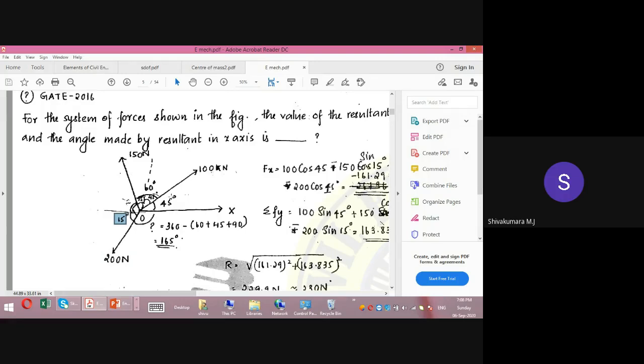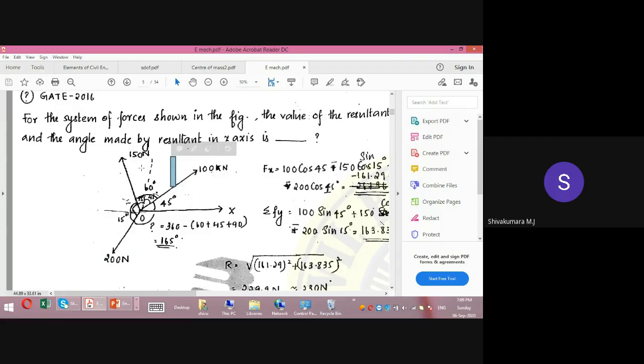So what will you do first for solving this problem? You will resolve all the forces, right, with respect to the horizontal and vertical axes. This one is already given, that is the x-axis. So perpendicular to this x-axis, you can take the y-axis in this manner. With respect to this x and y-axis, horizontal it is 100 cos 45, vertical 100 sine 45.